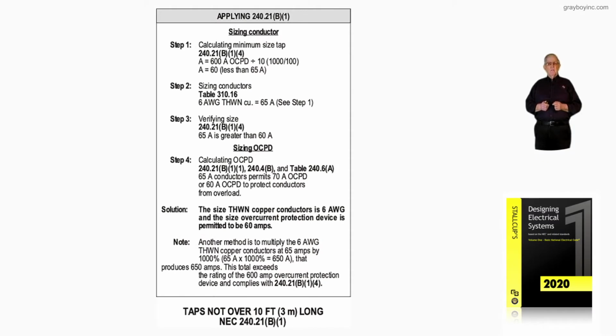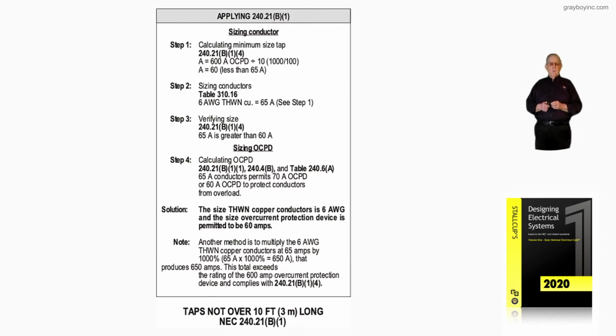Now this illustration illustrates taps not over 10 foot long in accordance with NEC 240.21(B)(1). Now notice in step 1, the 600 amp overcurrent device that we reviewed in the previous illustration is divided by 10. That's naturally taking 1/10 times the overcurrent device, and it's just easier to say divide the overcurrent device by 10. And you can see that the minimum tap is 60 amps.